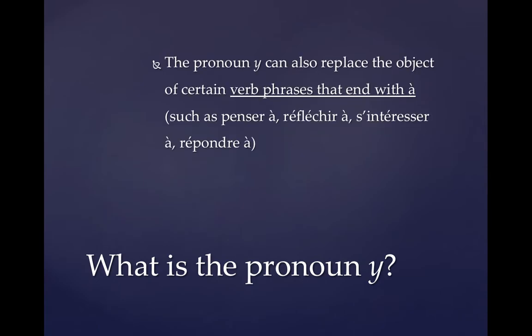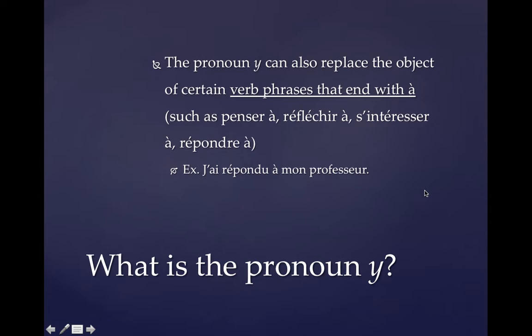A second use of the pronoun y is to replace the object of certain verb phrases that end with à. So we learned à as a preposition of location. So sometimes if you have a verb like penser à, to think about, réfléchir à, to reflect on, s'intéresser à, to be interested in, or répondre à, to respond to, you can also replace part of that with the pronoun y. So for example, j'ai répondu à mon professeur. So in this case, we're going to look for the preposition, which is à, and then that thing that it's referring to, which is mon professeur. So here we have, I responded to my teacher.